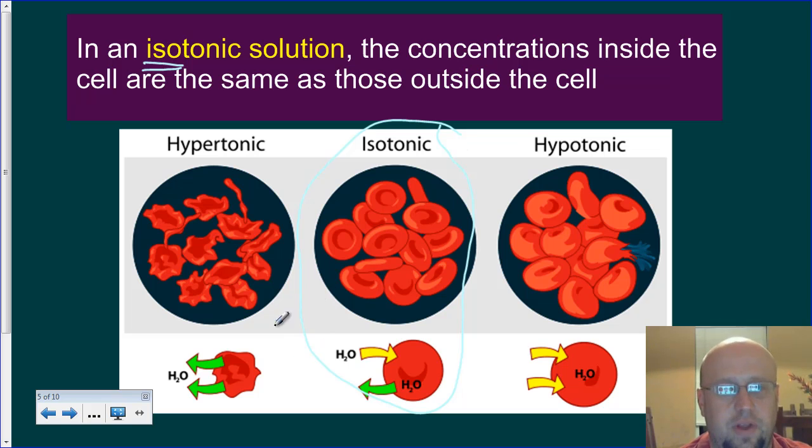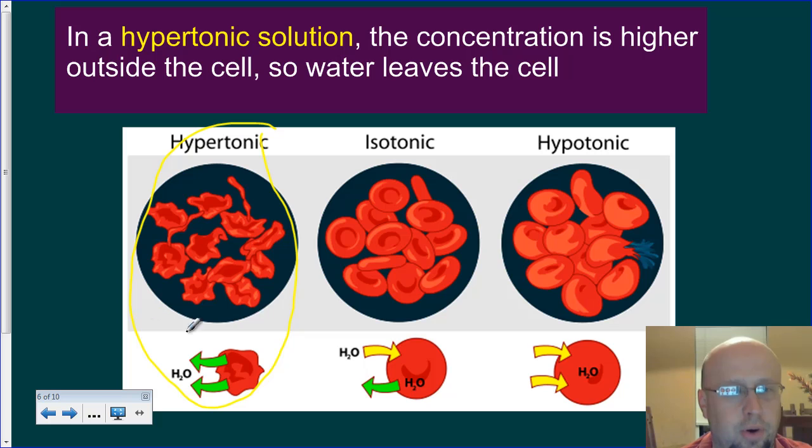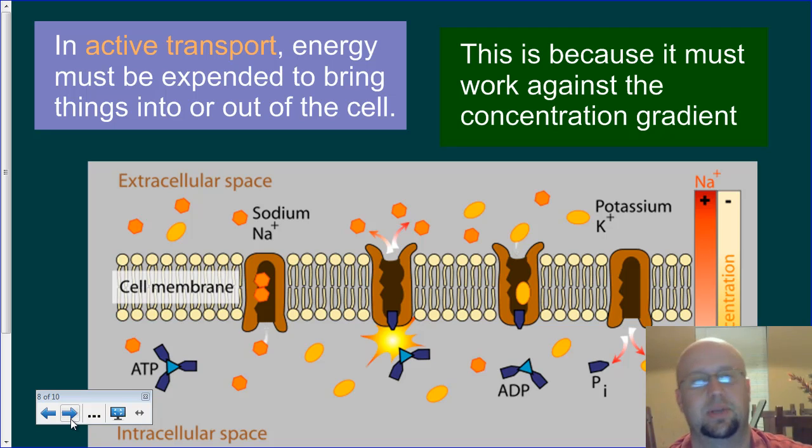Okay, we want the concentration to be the same inside and outside of the cell. So hyper means the concentration is higher outside. Think about hyperactive. Hyperactive means more active than is necessary, so that means more concentration outside of the cell. Hypo means less, and so there's less concentration outside of the cell than it should be. Iso means equal, so it should be the same.